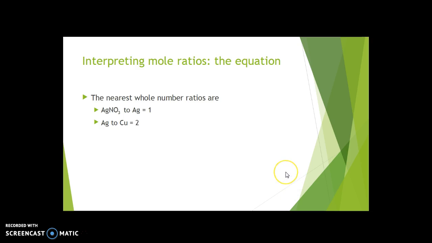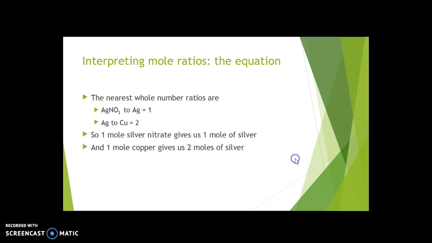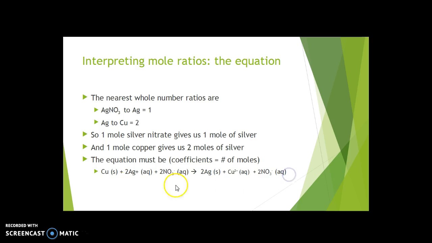The nearest whole number ratios we show there, and what that means is 1 mole of silver nitrate will give us 1 mole of silver. That makes sense, doesn't it? Because 1 mole of silver nitrate, AgNO3, contains 1 mole of silver. You certainly couldn't get any more out than 1 mole of silver. And 1 mole of copper has given us 2 moles of silver. So the equation must be, and we use the coefficients of the equation to be the number of moles in the mole ratio, 1 mole of copper reacts with 2 moles of silver nitrate to form 2 moles of silver and 1 mole of copper 2 nitrate, which we would write Cu(NO3) taken twice.